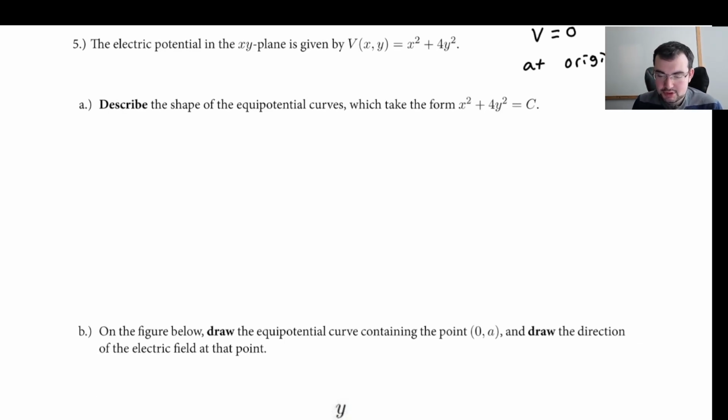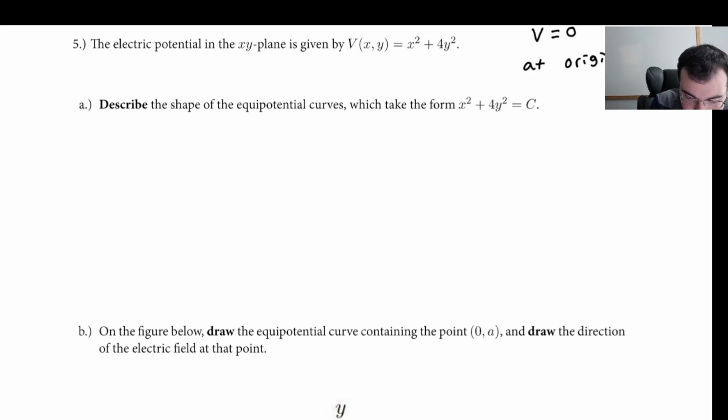So first we want to describe the shape of the equipotentials, which means what are these curves that this function is constant on. The easiest way to do this is definitely just to plug this into Desmos and mess around with what this value of c is doing, because it plots a family of curves. But of course, we might want to do this analytically.